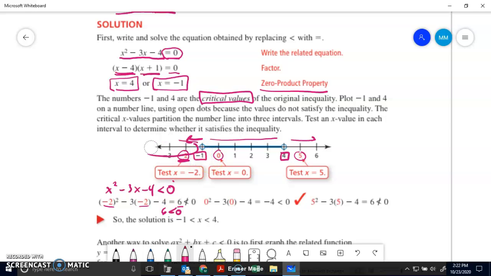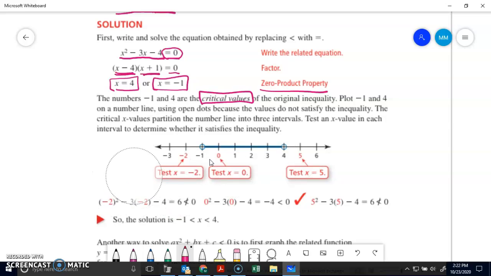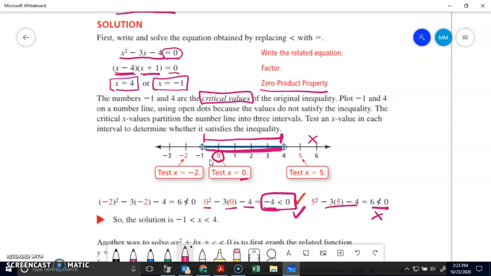And then when I test 0, when I plug 0 in for x, I would get negative 4, which is less than 0. So that does work. So that means every number in this section will work. And when I test 5, it doesn't work. So that means none of these in that section will work. So the only test point that worked was 0. So if 0 works, that means everything in this section will work. So that means that my solution is going to rest between negative 1 and 4.